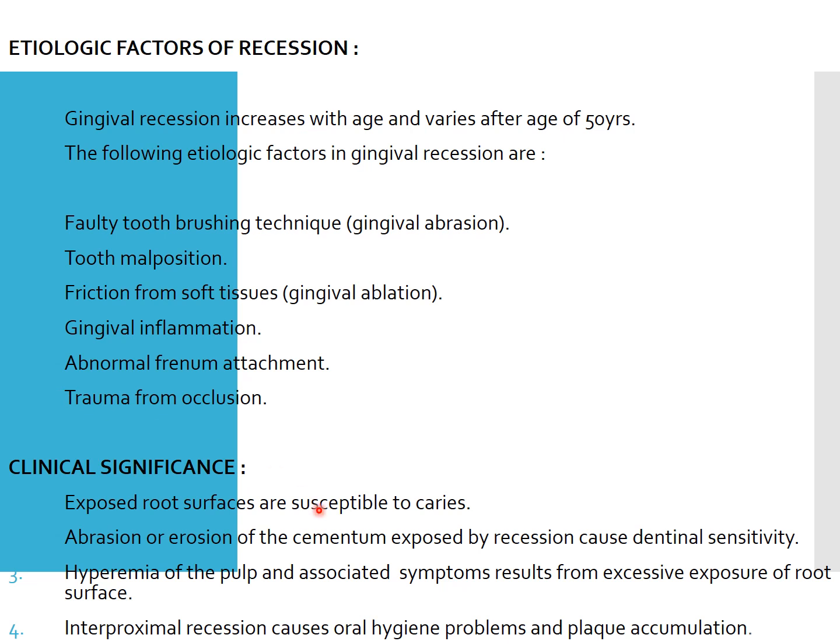So the clinical significance: gingival recession leaves exposed root surfaces, which are susceptible to caries. Abrasion or erosion of the cementum exposed by the recession can cause dentinal sensitivity, as the dentinal tubules are exposed to the external environment, so there will be more sensitivity. Then it can cause hyperemia of the pulp and associated symptoms, which can result from excessive exposure of the root surface. Then interproximal recession will cause problems in maintaining oral hygiene because it causes more plaque accumulation.